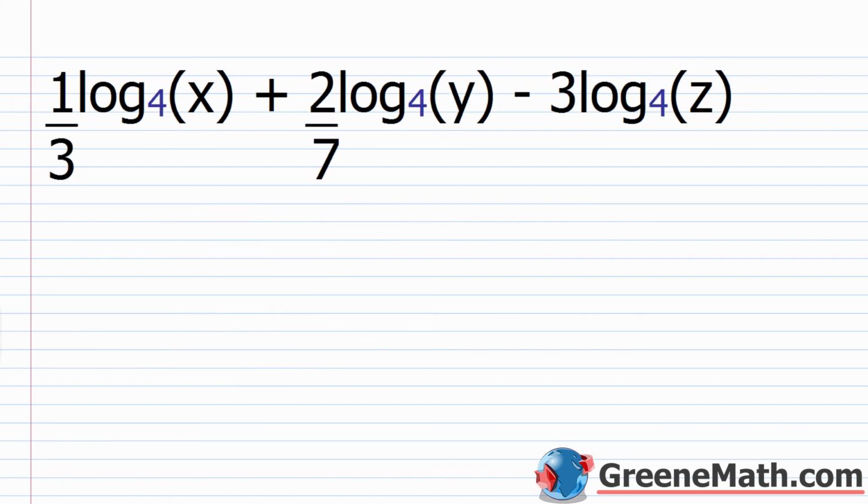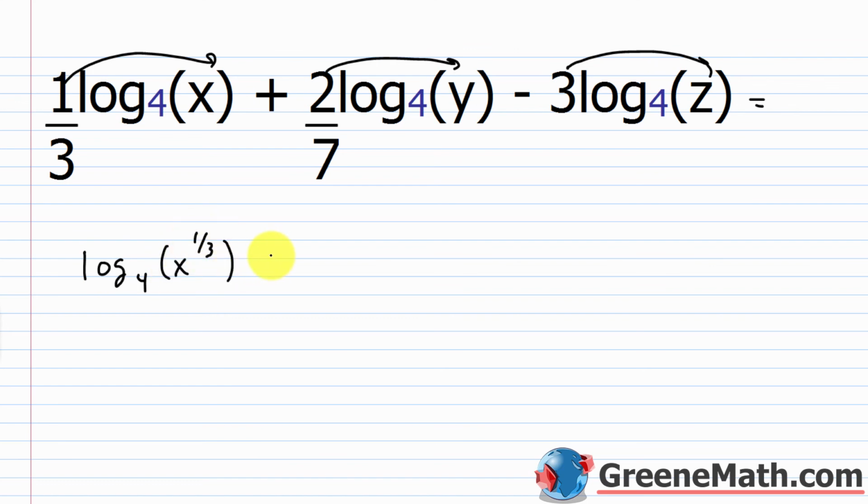So we have 1/3 log base 4 of x plus 2/7 log base 4 of y minus 3 log base 4 of z. So again, I'm just going to take all these back up real quick, and we'll start out with that. So we'd have log base 4 of x to the 1/3 power plus log base 4 of y to the 2/7 power minus log base 4 of z to the 3rd power.